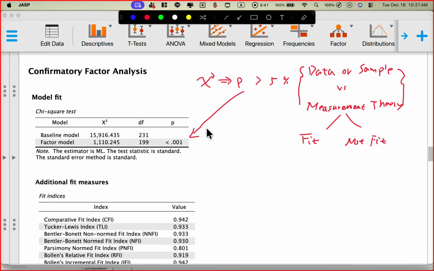Because we have another index we can use, not only this one. Got it? Okay? So we have to interpret the following indexes. For example, this p-value is less than 5%, so it implies significant. Okay?